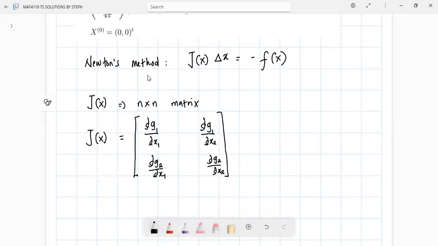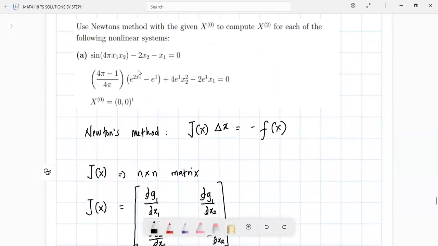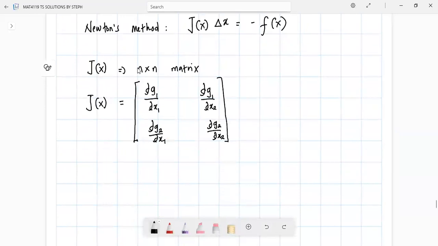If, for instance, you had three equations and three unknowns, the first row would be G1 with respect to x1, G1 with respect to x2, and G1 with respect to x3. The second row will be G2 with respect to x1, x2, and x3, and the third row G3 with respect to x1, x2, and x3. In our case, we have two unknowns, so we're going to end up with a 2 by 2 Jacobian matrix.